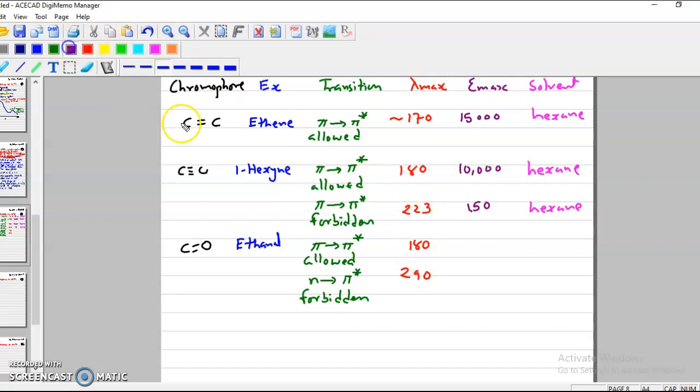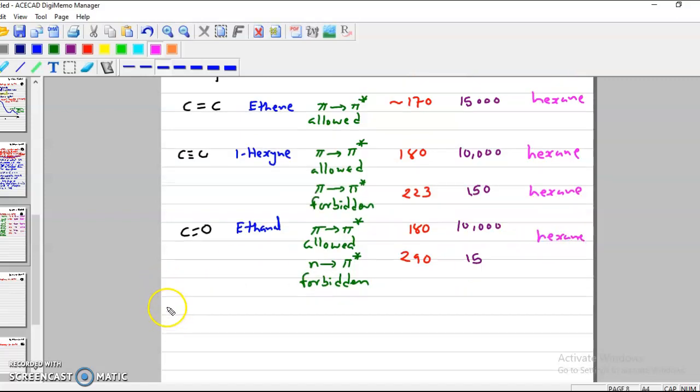Now, epsilon will be very interesting. In case of pi to pi star transition, the value is nearly 10,000, while in case of n to pi star, it is only 15. And you know, solvent will be hexane.